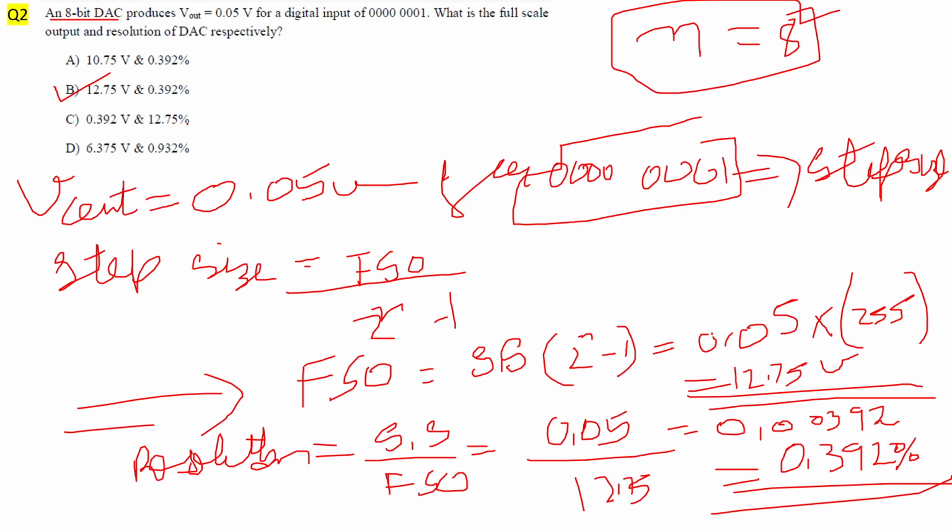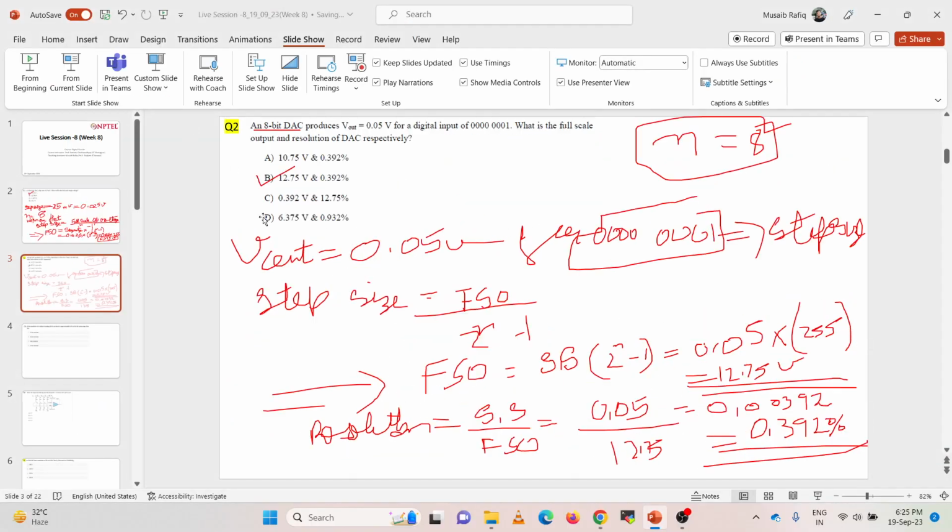So its step size multiplied by 2 raised to power n minus 1. So 2 raised to power n minus 1 will be the final value of an 8-bit DAC, right? So what will be the last value of an 8-bit DAC? It will be 255, right? 0 to 255.